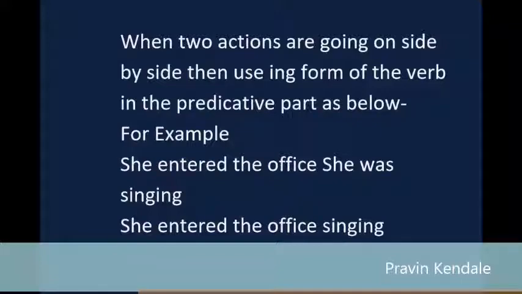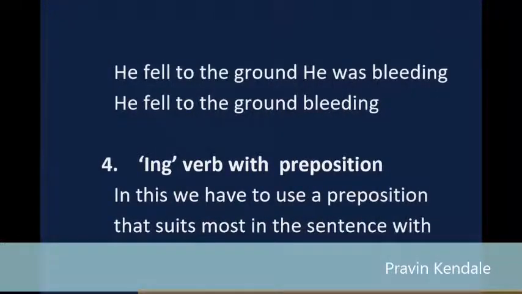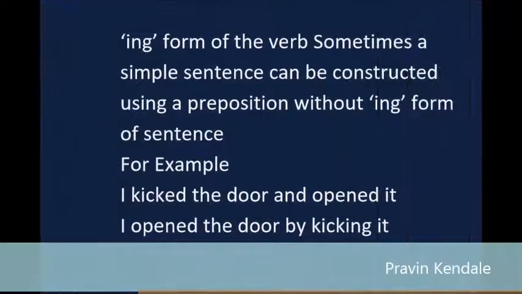He fell to the ground, he was bleeding. He fell to the ground bleeding. 4. Ing verb with preposition. In this we have to use a preposition that suits most in the sentence with the ing form of the verb. Sometimes a simple sentence can be constructed using a preposition without the ing form of the verb.